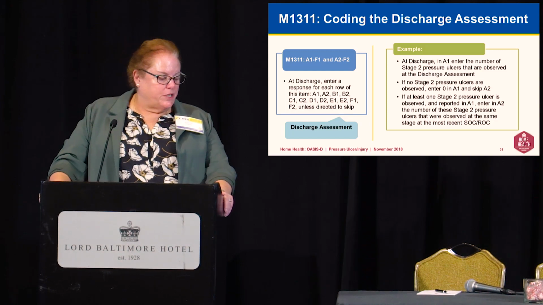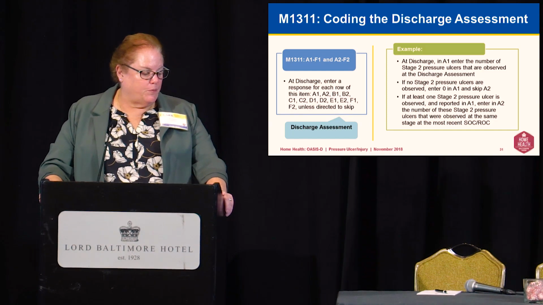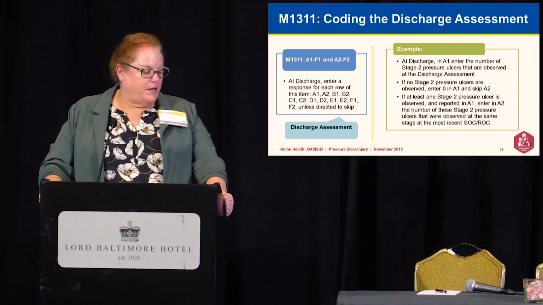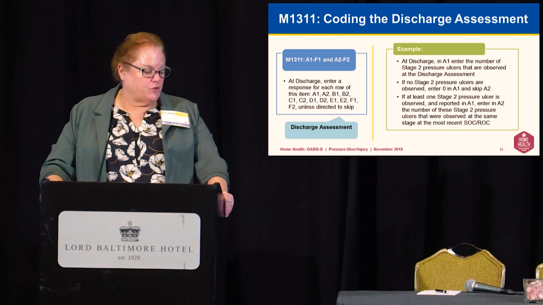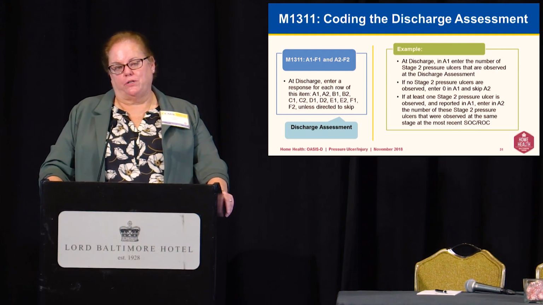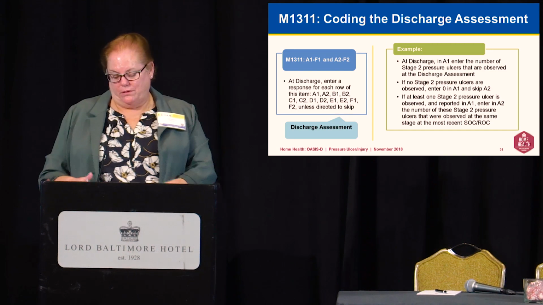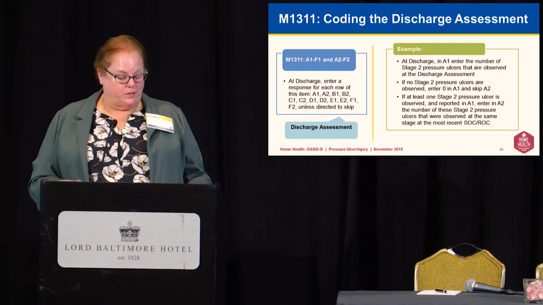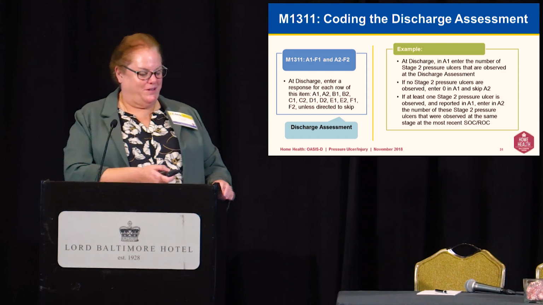If at least one stage 2 pressure ulcer is observed and reported in A1, enter in A2 the number of these stage 2 pressure ulcers that were observed at the same stage at the most recent start of care or resumption of care. I know it's kind of like beating a dead horse, but it's an important concept to have.